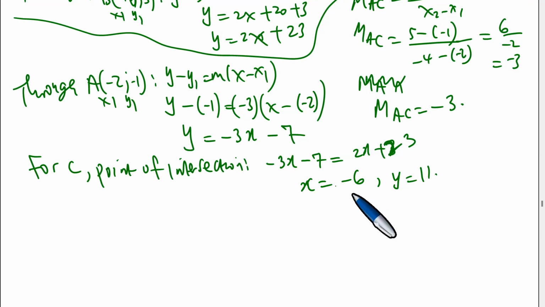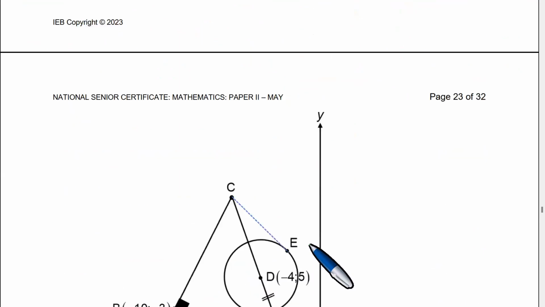By substituting the x value into this, if you substitute minus 6 here, it becomes minus 3 times minus 6, which is 18. 18 minus 7 is actually 11. What then are the coordinates of the point C? It is minus 6 and 11. I must indicate that there are a couple of ways to solve this question. It's not just this way only, but this is the most correct. Any method will have to yield this answer. Next question.